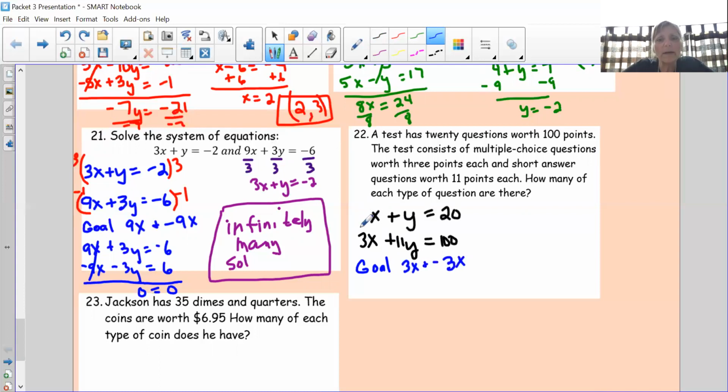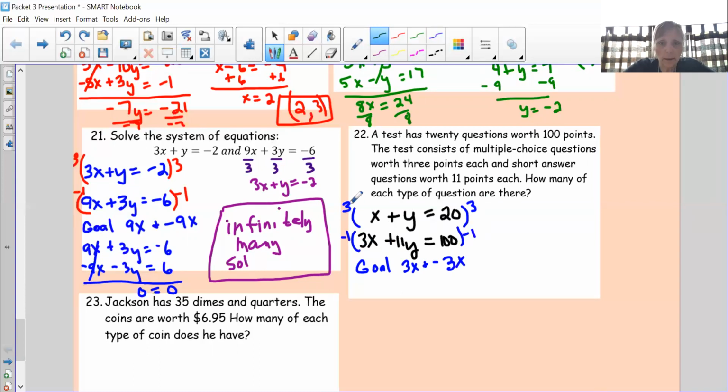Okay, so I want 3x here and I want -3x here. So if I put parentheses, how do I make this 3x? Well, I'm going to multiply by 3. And how do I make that -3? I'm going to multiply by -1.